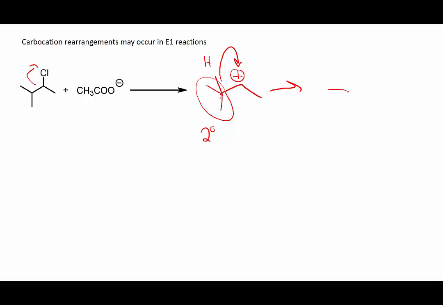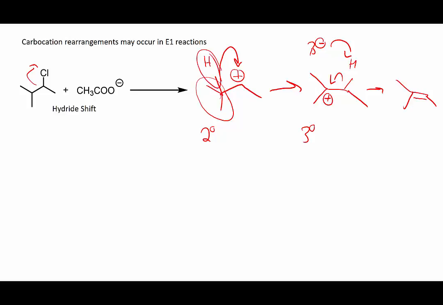So let's draw that again. So we've gone from a secondary carbocation to a tertiary carbocation, which will be more stable. So in this case, because we generated the carbocation, this is not a concerted process. We generate the carbocation, which can then rearrange to give a more stable carbocation. Now the base will come in and abstract a proton and form the more substituted alkene. Just like that. This is an example of what we call a hydride shift, because this H, along with its bond, are going to move over to the carbocation.